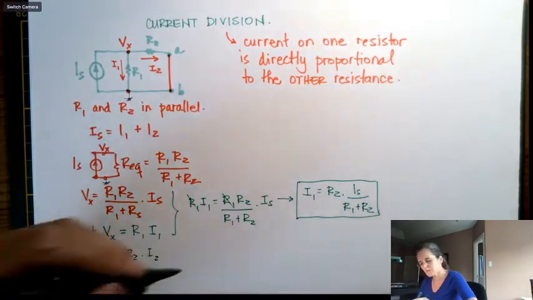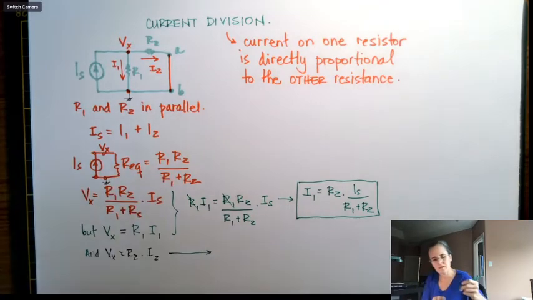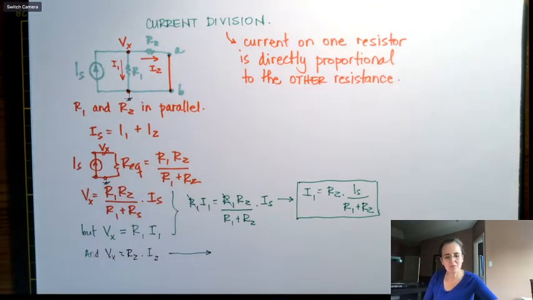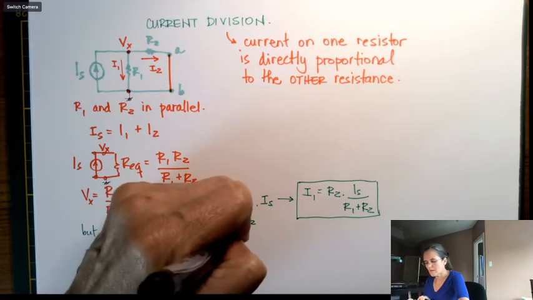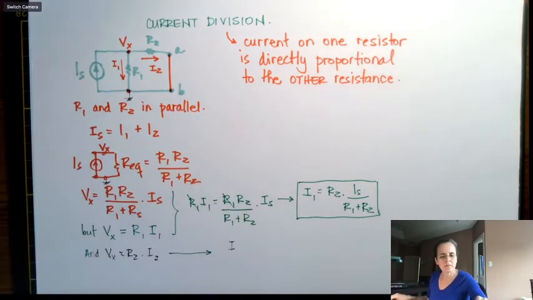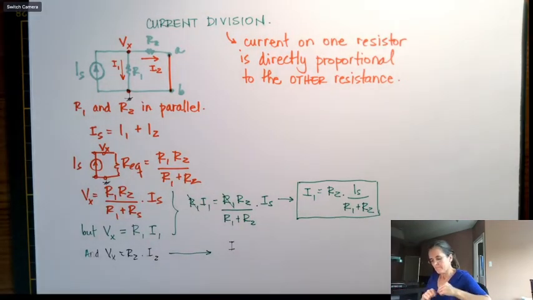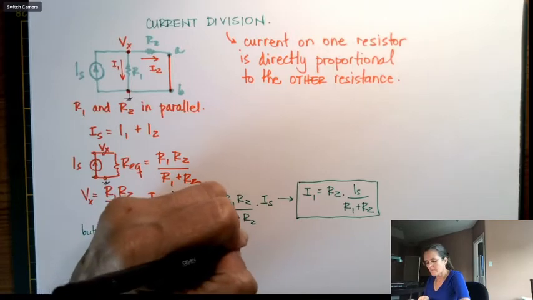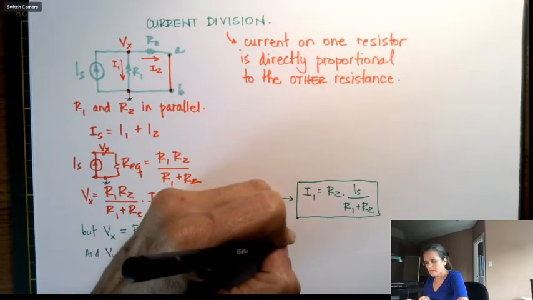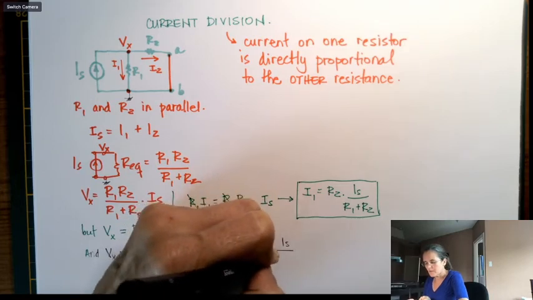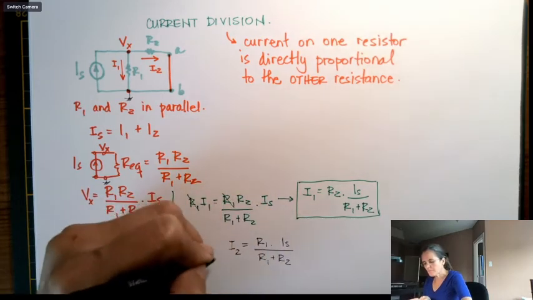I hope you can do the same thing with this one here, with the black equation, and find that I2 is R1 times IS divided by R1 plus R2.